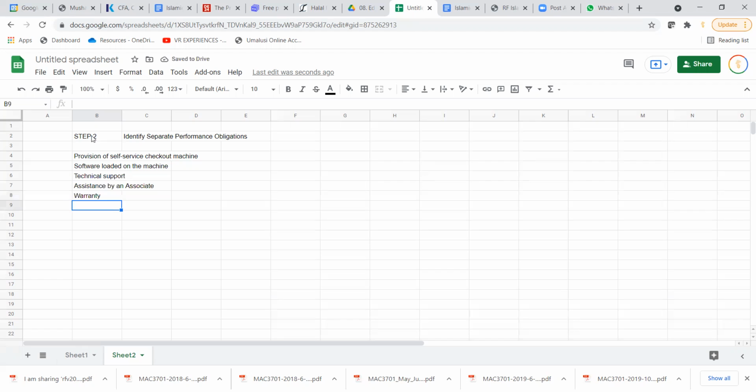So now that we identified all the promises within the contract, we now need to ask ourselves, for each of these promises, is it one performance obligation, or are they separate performance obligations? Okay, so that is the question. Once we have identified the different promises, from there we need to identify whether these promises are one performance obligation or separate performance obligations.